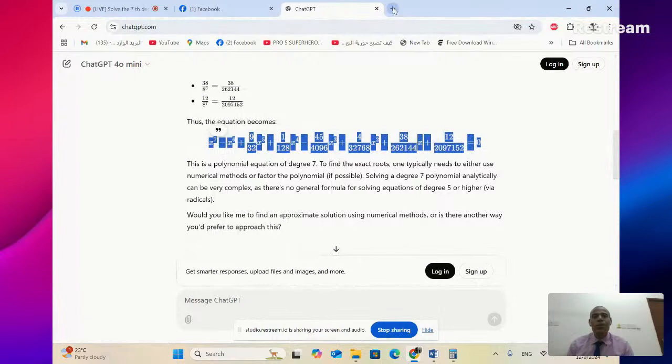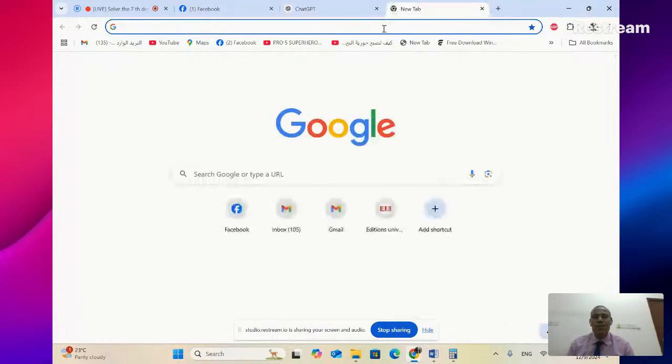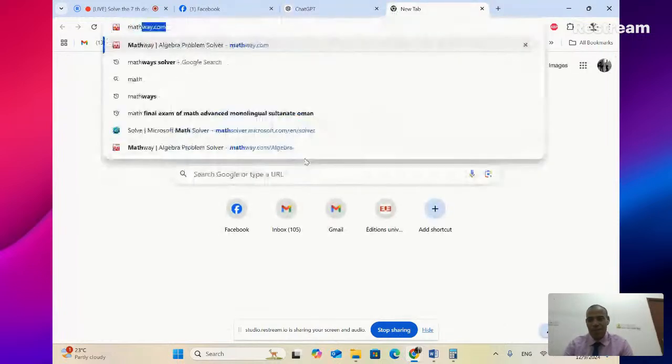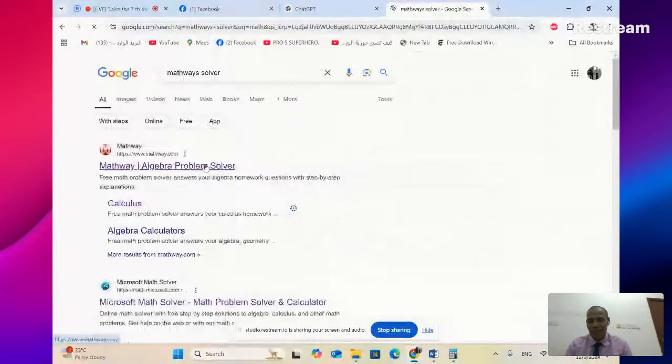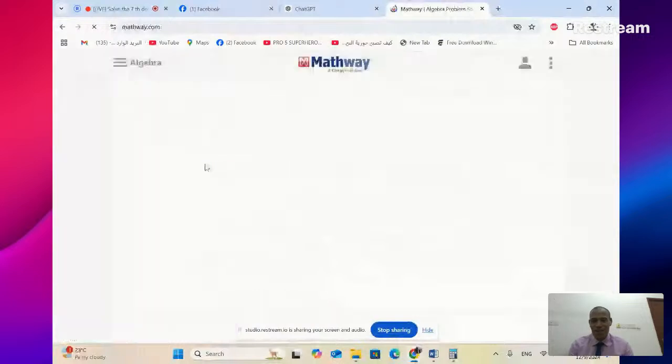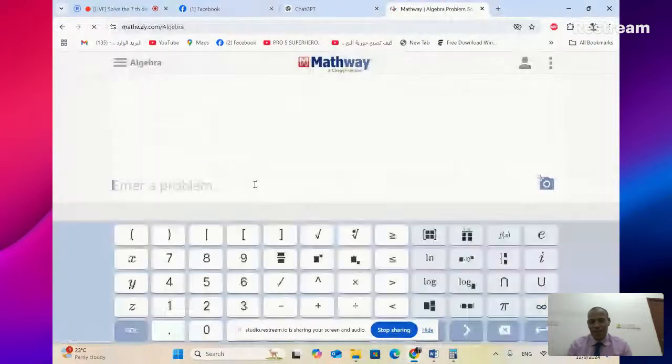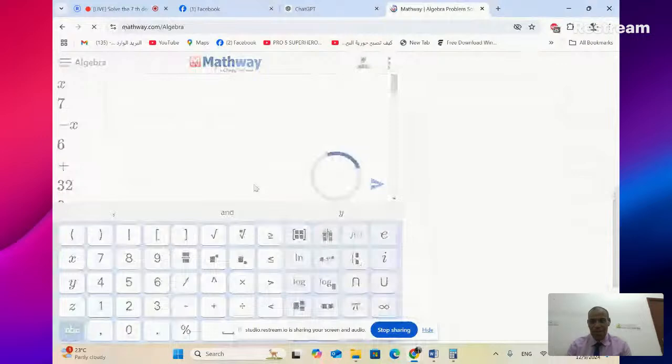I will copy this. Now we go to a problem solver, Mathway. Mathway can do this one. Okay, solve please. Okay, how can I help you? I need you like that. Solve.